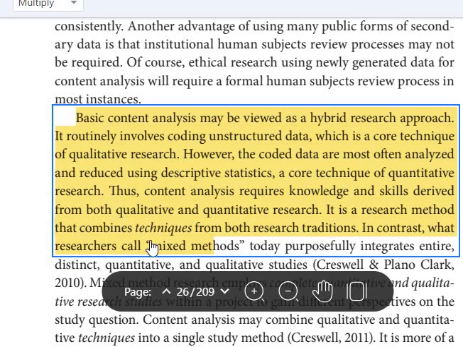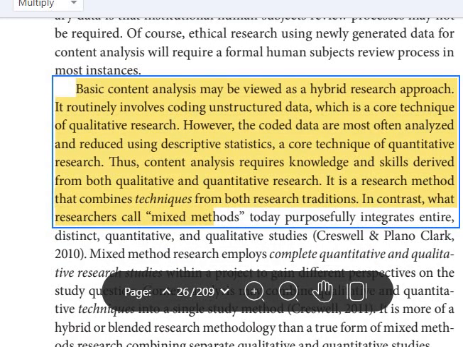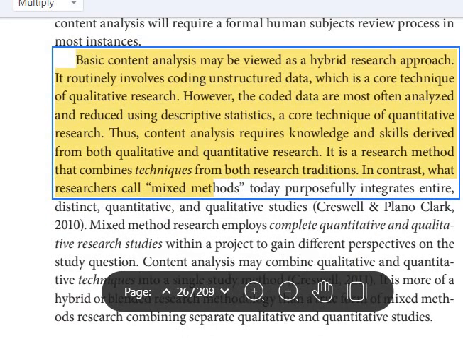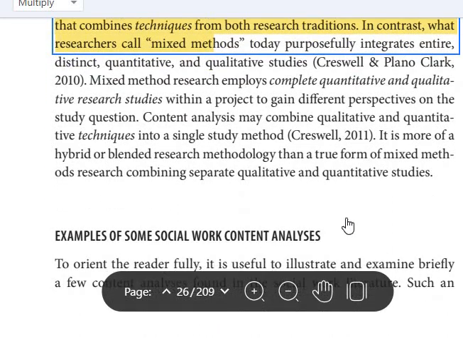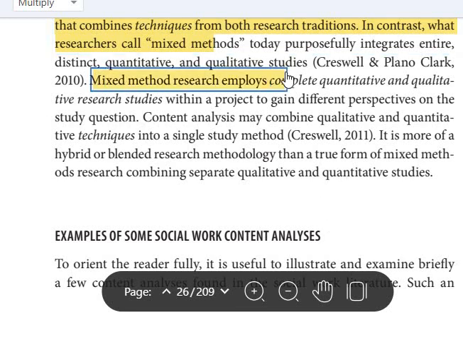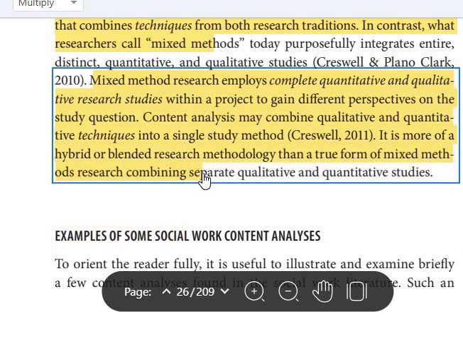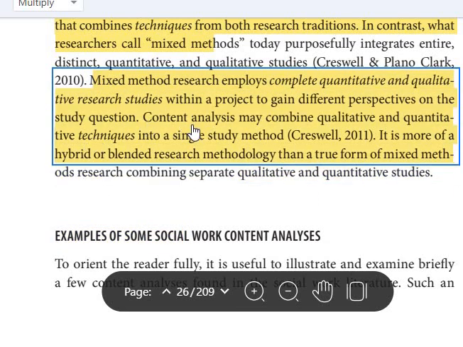In contrast, what researchers call mixed methods today integrates entire distinct quantitative and qualitative studies. Okay, the last thing here is about mixed methods, which means both quantitative and qualitative. So if you want to define it, they employ complete quantitative and qualitative research studies within a project to gain different perspectives on the study question.